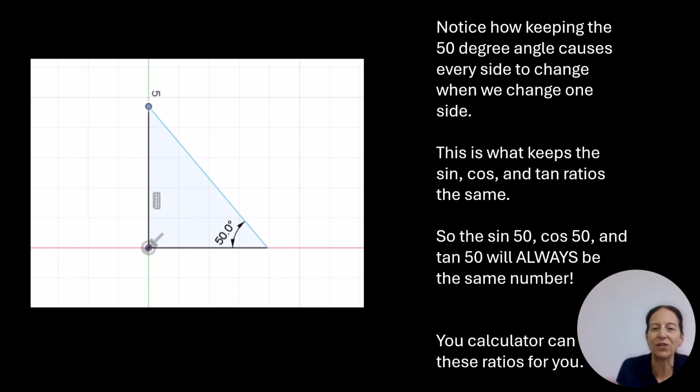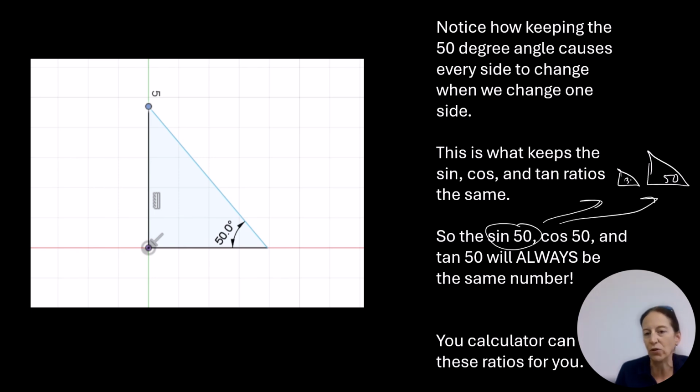Not that they're equal, so the sine of 50 and the cosine of 50 are not the actual same number. What I mean is if you have a small triangle with a 50-degree angle in it and a big triangle with a 50-degree angle, the sine of 50 will be the same for both of those triangles, and the cosine would be the same for both, and the tangent would be the same for both. Not that sine, cosine, tangent are the same as each other.